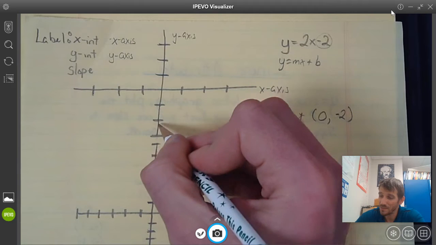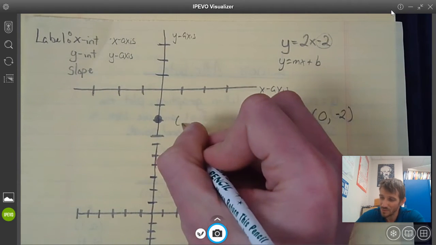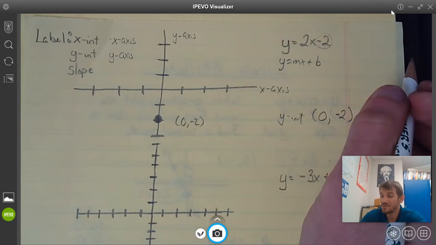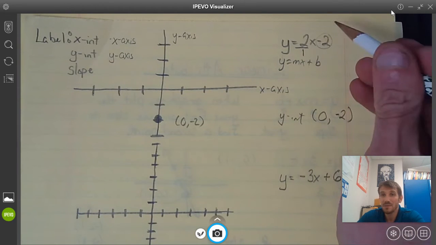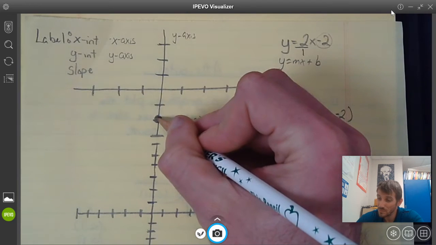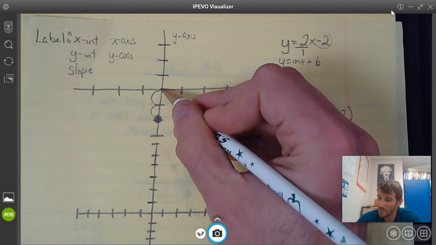Well, that's right here. And guess where that point is? That's the point (0, -2). All right, next, using our slope, remember slope is 2 over 1. So that's going to be rise over run. So I'm going to rise 2, so go up 2, and run 1 to the right.